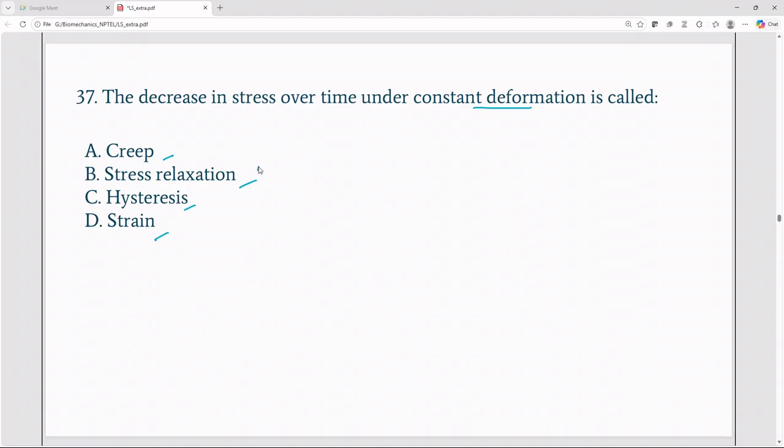Correct answer is option B, stress relaxation. Stress relaxation is the decrease in stress over time under constant deformation.